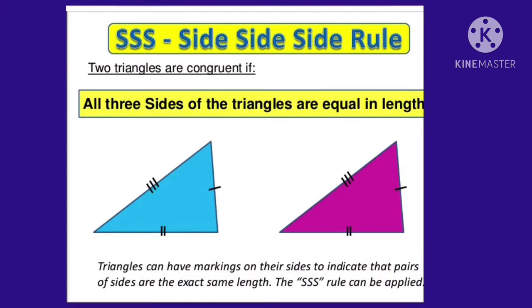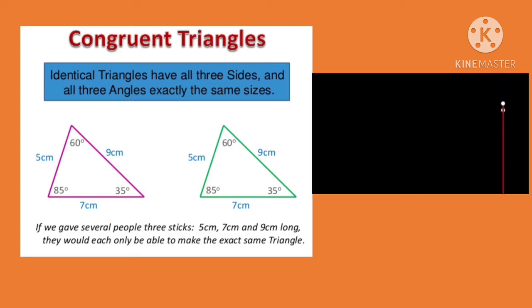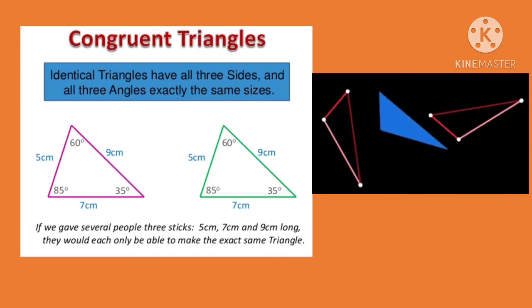According to this condition, if the three sides of a triangle are respectively equal to the three corresponding sides of the other triangle, then the two triangles are congruent to each other. It means if we gave several people three sticks of measure 5 centimeter, 7 centimeter and 9 centimeter long, they would each only be able to make the exact same triangle.